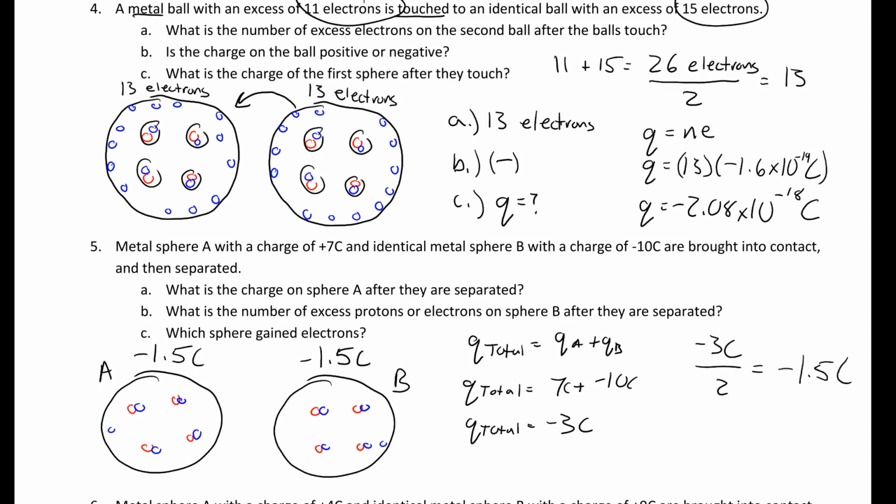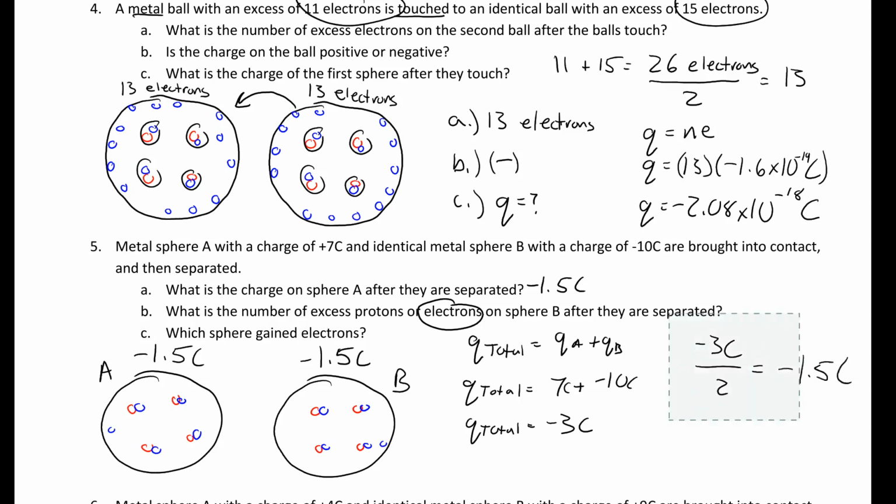It says, what is the charge on sphere A after they are separated? It's going to be negative 1.5 coulombs. And it says, what is the number of excess protons or electrons? Well, we know it's going to be excess electrons because sphere B is negative, and so is sphere A. And it's represented by that excess electron there. But it says, what is the number of excess electrons on sphere B after they're separated.